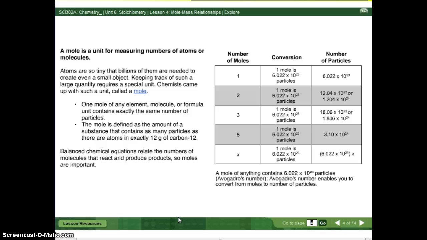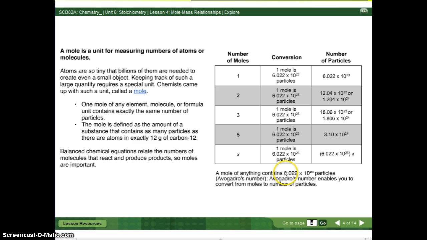1 mole of any element, molecule, or formula unit contains exactly the same number of particles. And what is that number, everybody? 6.022 times 10 to the 23rd. The mole is defined as the amount of a substance that contains as many particles as there are atoms in exactly 12 grams of carbon-12. Balanced chemical equations relate the number of molecules that react and produce product, so moles are important.